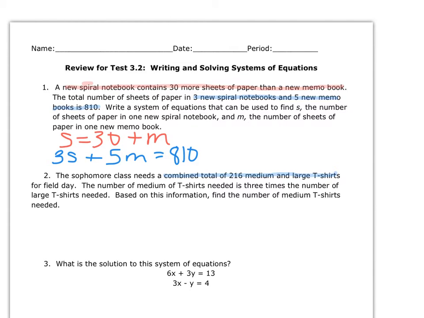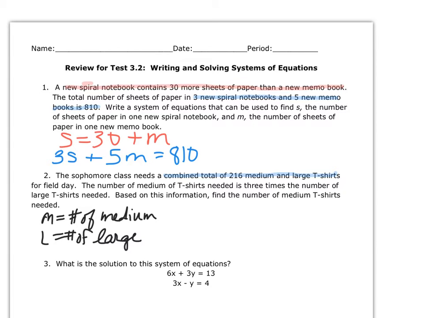So the first thing I need to do is decide on my 2 variables, because I have 2 unknowns, right? The number of medium t-shirts and the number of large t-shirts. So what variable could I use for the number of medium t-shirts? M? Okay. So I'm going to say M equals the number of medium shirts. And what should I use for large? L, sure. So L equals the number of large shirts. So far, so good?